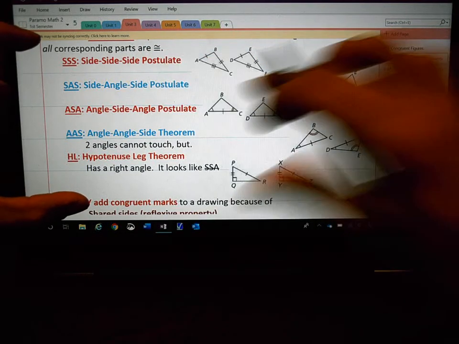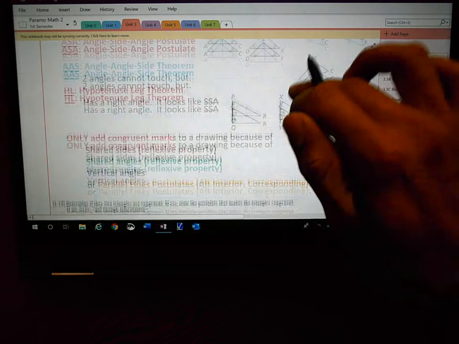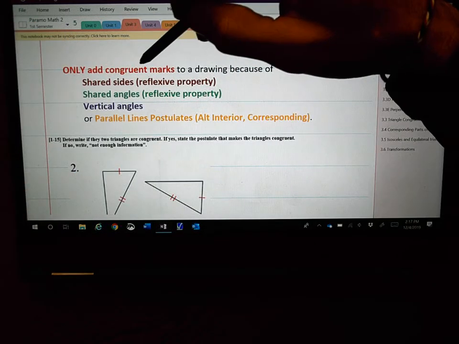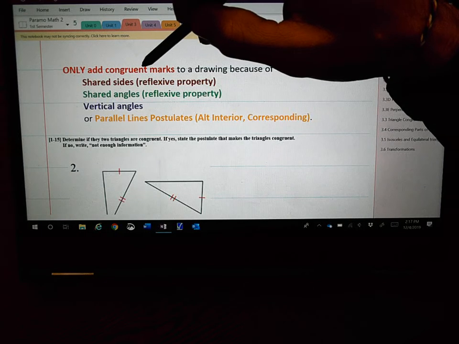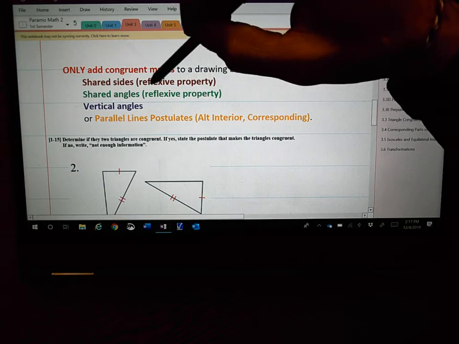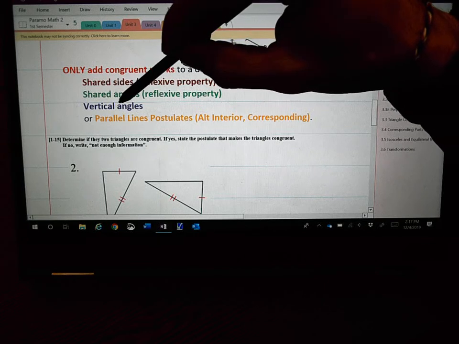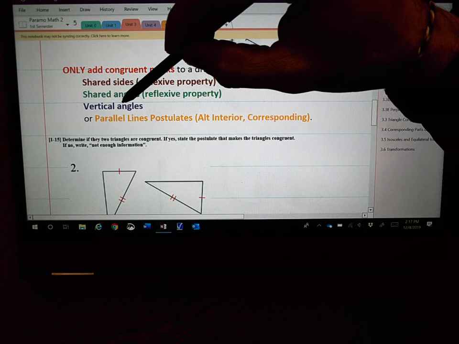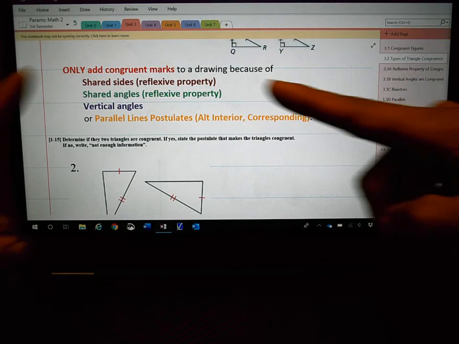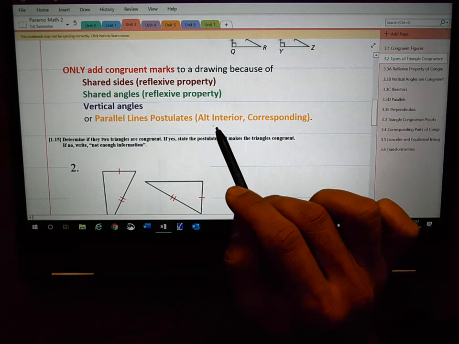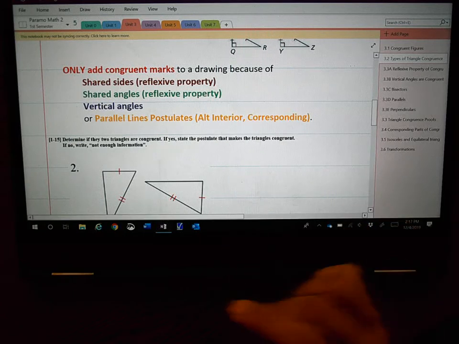If you need more details about it, maybe you need to go back to the 3.2 video. But you could only add things to your picture when there was a shared side. That was called the reflexive property. A shared angle, that's also the reflexive property. Or vertical angles, that's where there are 2 lines that intersect across each other. And or parallel line postulates like alternate interior angles or corresponding angles.